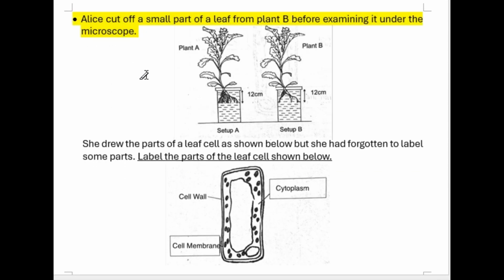Alice cut off a small part of a leaf from plant B before examining it under the microscope. She drew the parts of a leaf cell as shown below, but she had forgotten to label some parts. Label the parts of the leaf cell shown below.